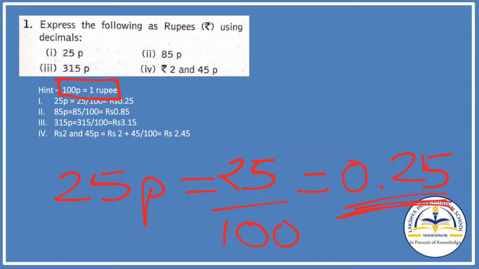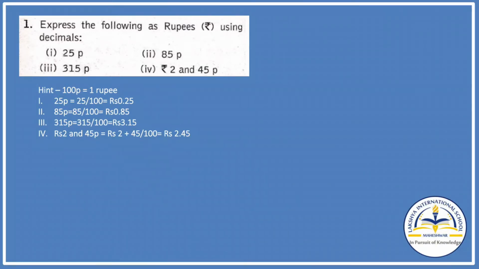Now for the same question number 2, 85 paisa. It means 85 divided by 100. It means the answer will be 0.85 rupees. Now 315 paisa. It means 315 by 100. When you divide this, you will get 3.15. It means 3 rupees 15 paisa will be the answer.